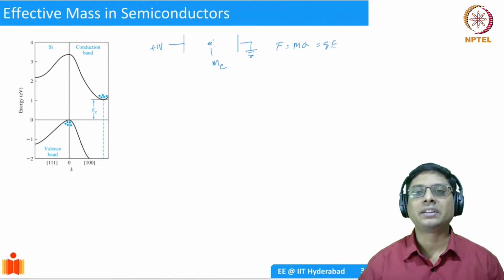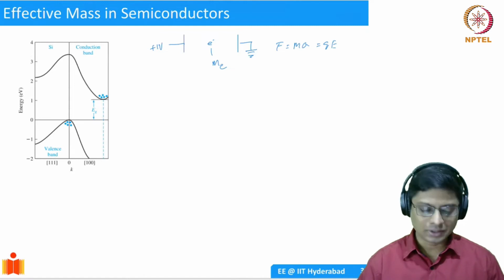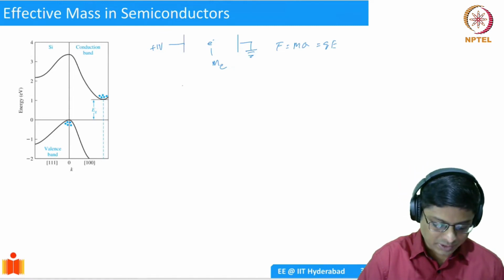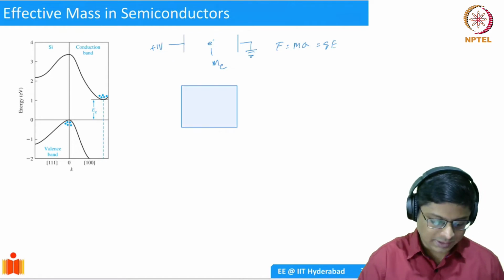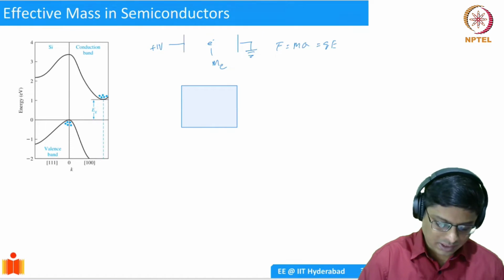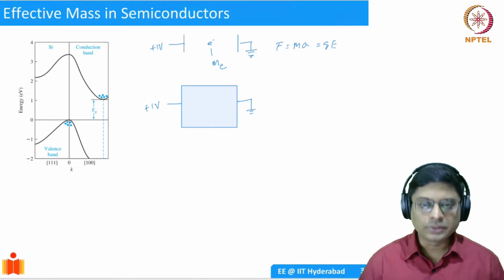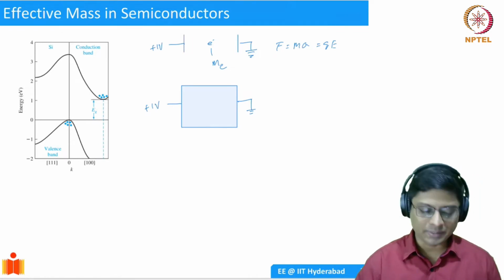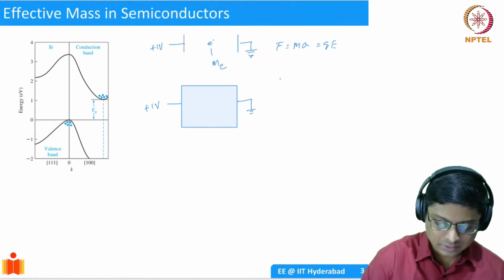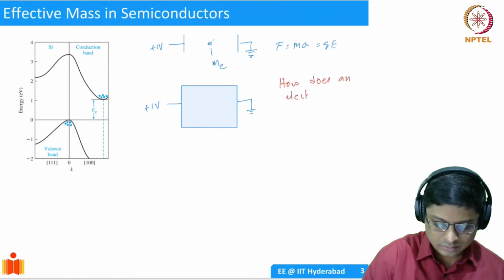But now how does it behave in a semiconductor? Let's imagine a piece of semiconductor. So I take this, I do the same thing. I ground one side. On the other side, I apply, let's say, positive 1 volt. So now the question is, how does an electron behave in this, right? How does an electron move in a semiconductor?